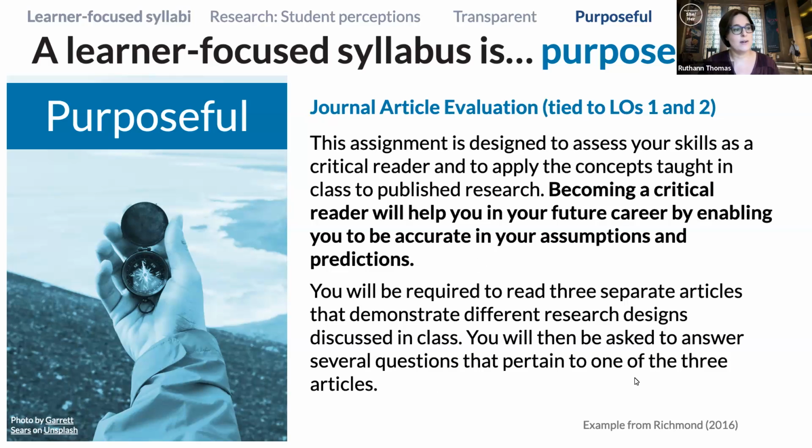Here is an example of a journal article evaluation that begins by explicitly tying this assignment to learning outcomes 1 and 2, and then describes how the assignment is designed to assess the student's skills as a critical reader and to apply concepts taught in the published research. They go on to describe how becoming a critical reader will help in their future career by enabling students to be accurate in their assumptions and predictions.